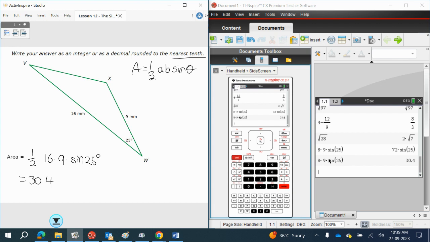Would the answer be different with the 16 and the 9 the other way around? No, it would be the same. 16 times 9 and 9 times 16 are the same. Would it impact if we did half times 9 times 16? No, so it's fine. 2 times 5 is 10, 5 times 2 is 10. In the calculator, 8 instead of 16.